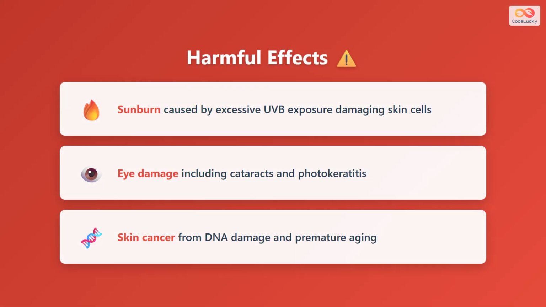While UV radiation has benefits, overexposure can cause significant harm to human health. Sunburn is the most immediate and visible effect, caused by excessive UVB exposure that damages skin cells and triggers an inflammatory response. UV radiation can also damage the eyes, leading to conditions such as cataracts, which cloud the lens of the eye, and photokeratitis, essentially a sunburn of the cornea. The most serious long-term risk is skin cancer. Prolonged UV exposure damages the DNA in skin cells, potentially leading to mutations that cause cancer. UV radiation also accelerates skin aging, causing wrinkles, age spots, and loss of skin elasticity.